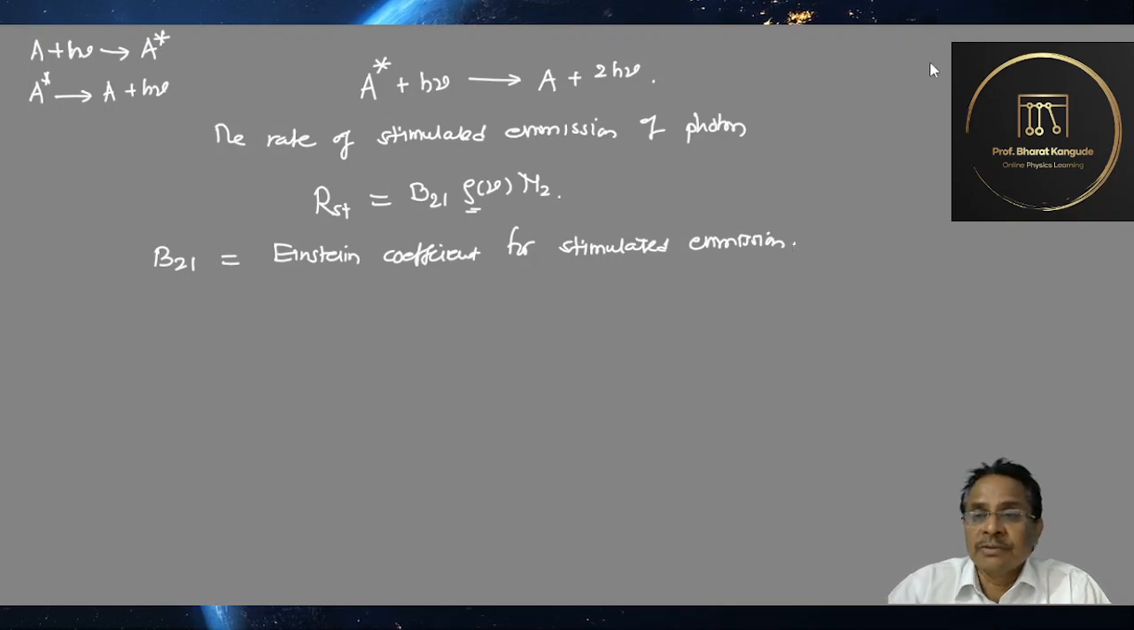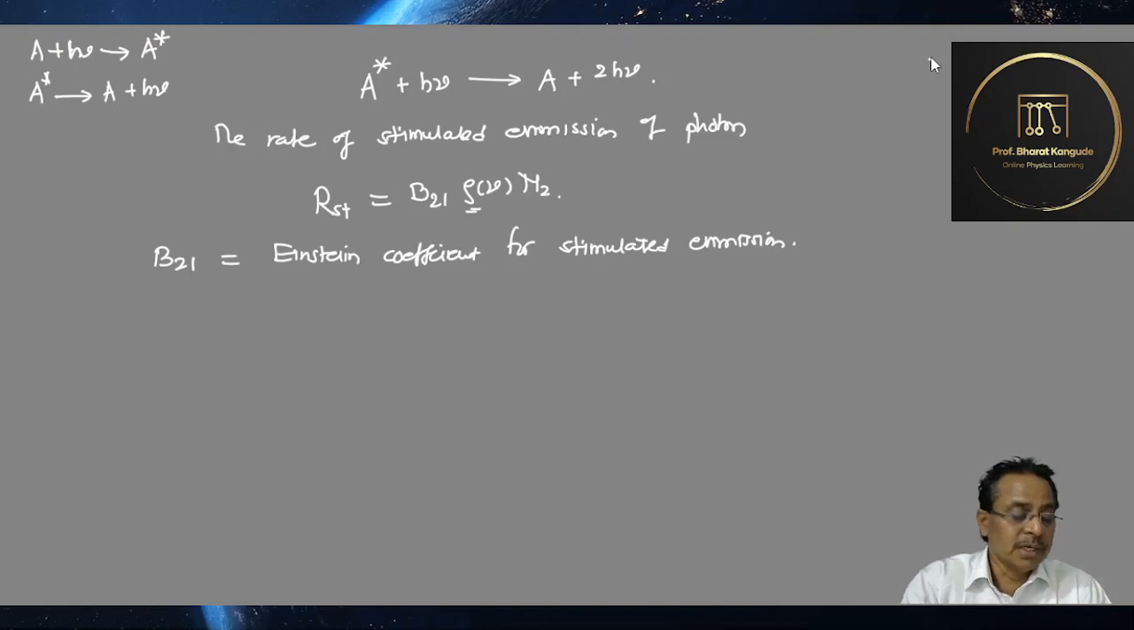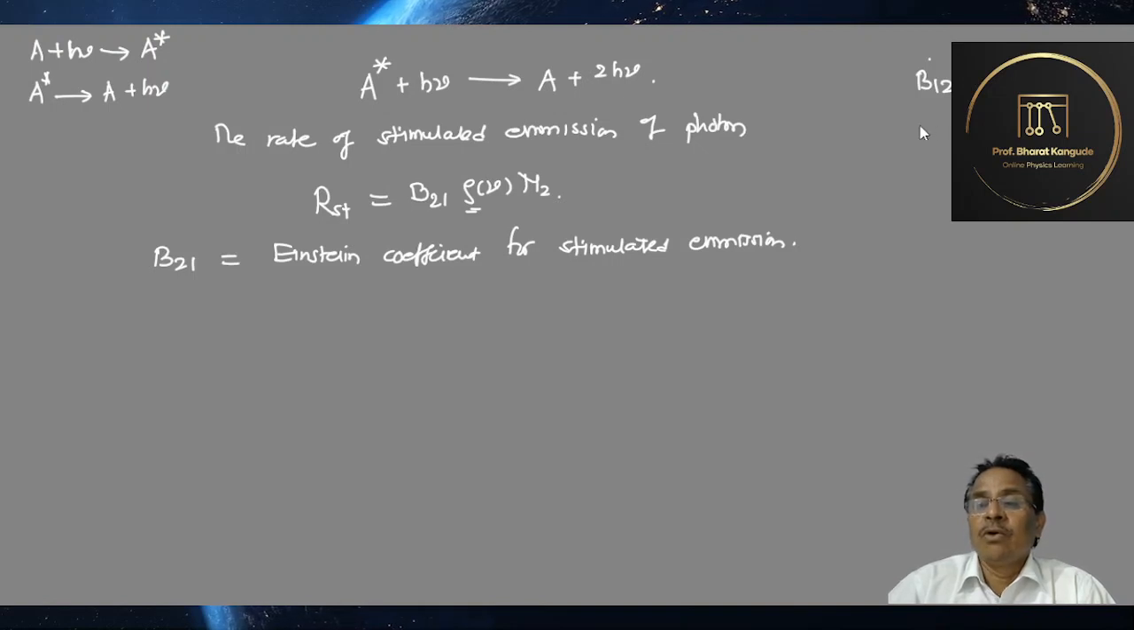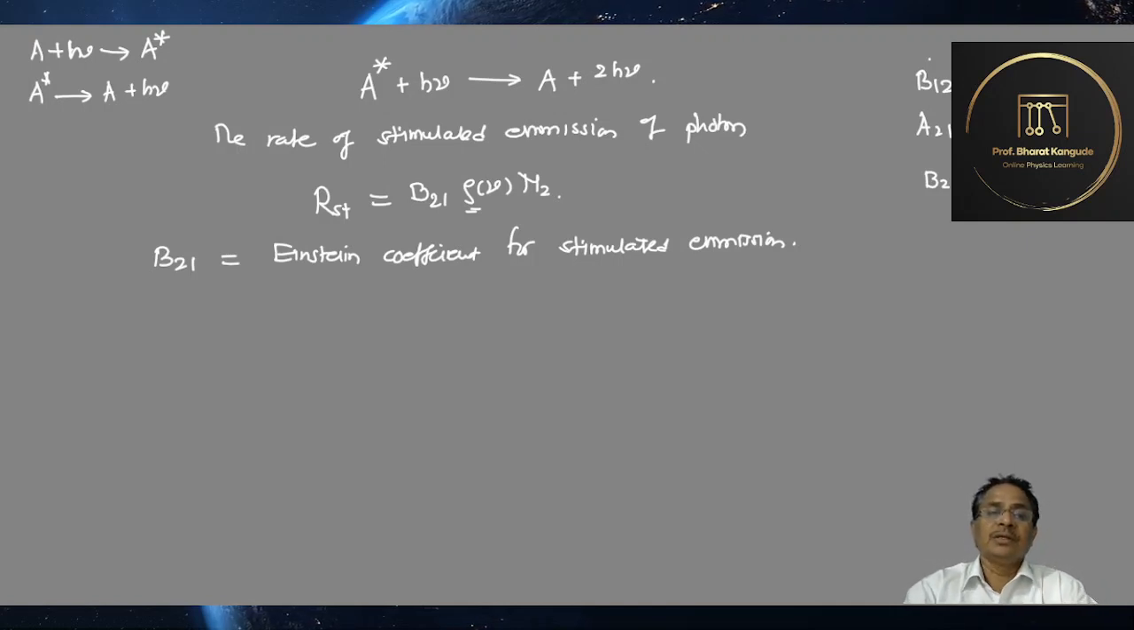So here we have seen these three. In the first case we have B12, which is for absorption. Then we have A21, which is for spontaneous emission. And this time we have B21, the Einstein coefficient for stimulated or forced emission. So try to understand, these are the three processes we have learned here: absorption, spontaneous emission, and stimulated emission.